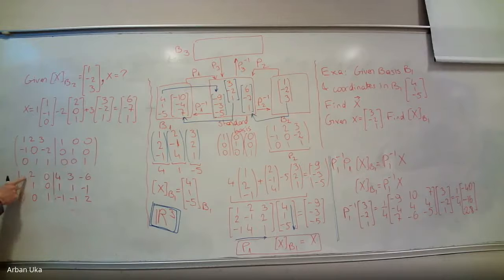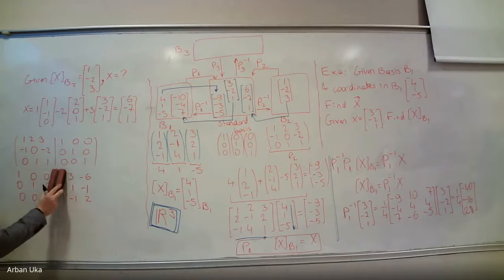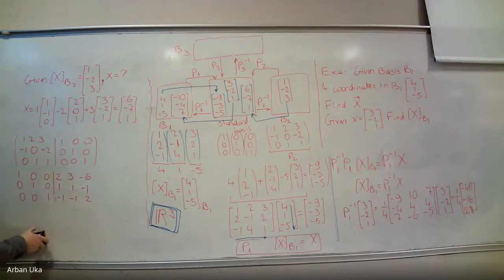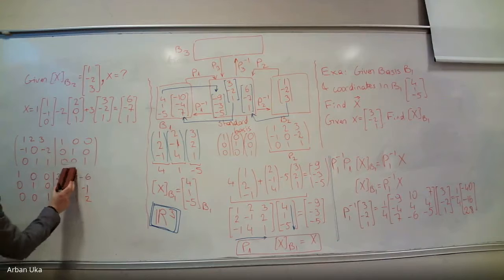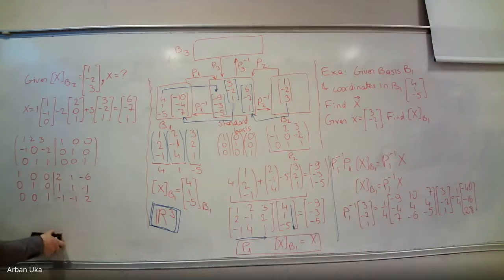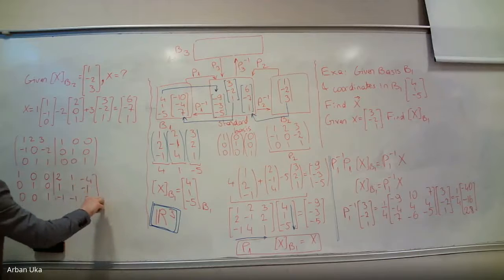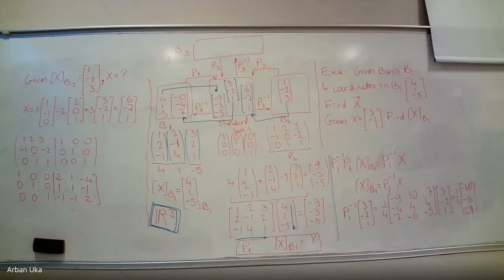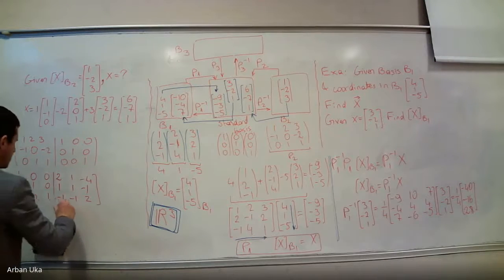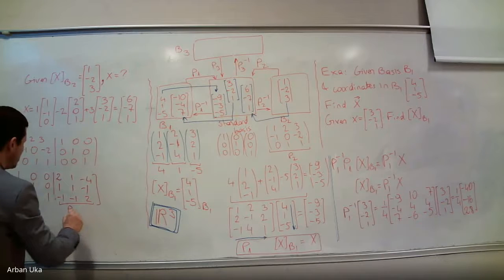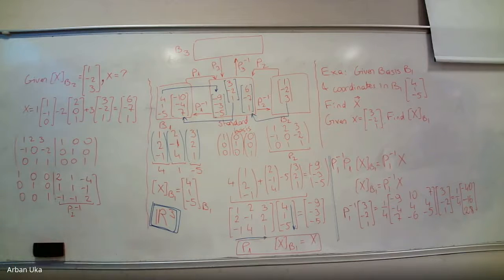We subtract twice from here, 2 minus 2, this is 0. Then 4 minus 2, we should get here 2. 3 minus 2, this is 1. 6 plus, minus 6 plus 2, minus 4. Minus 4, okay, so it looks like we did it. This is P2 inverse. So we found P2 inverse.